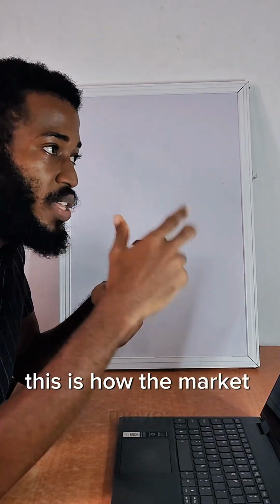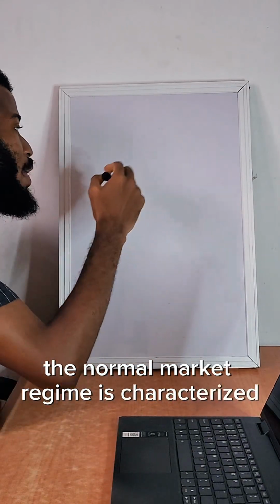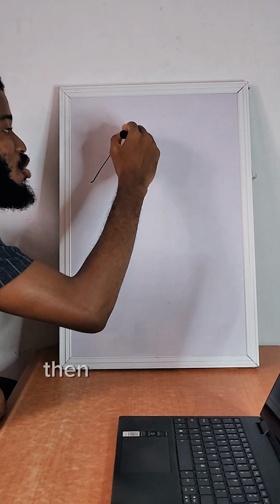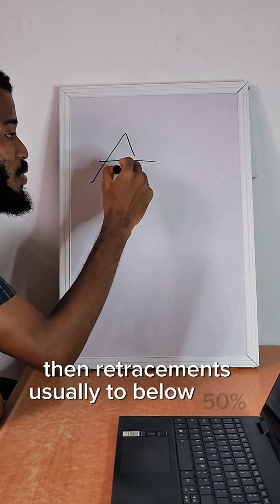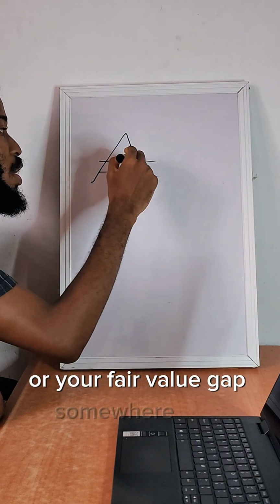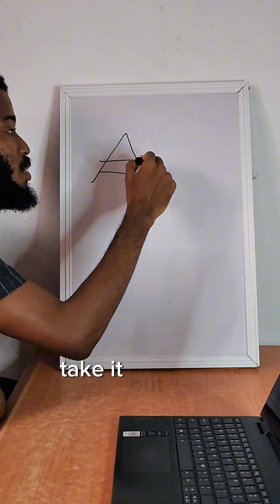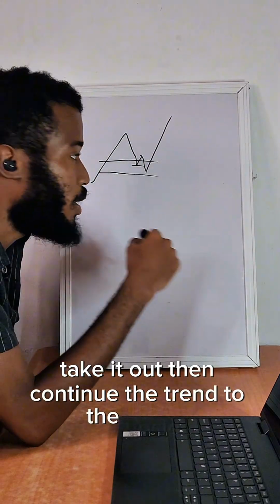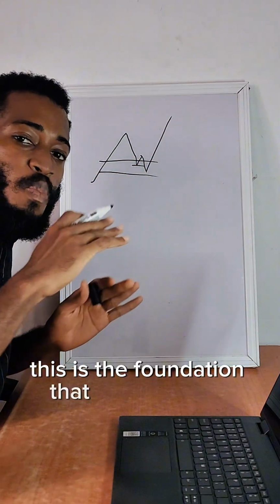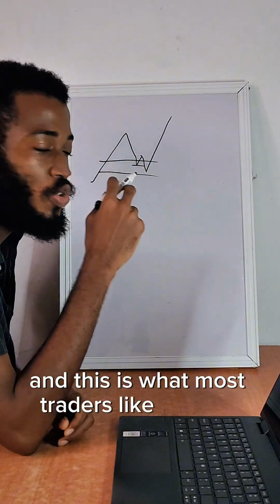This is how the market moves. There are two types of market regimes. The normal market regime is characterized by impulses, then retracements, usually to below 50% of the range. So you have your order block somewhere here or your fair value gap somewhere here, and then you want to see price create some form of liquidity, take it out, then continue the trend to the upside. This is the foundation that most trading strategies are designed around, and this is what most traders like to trade.